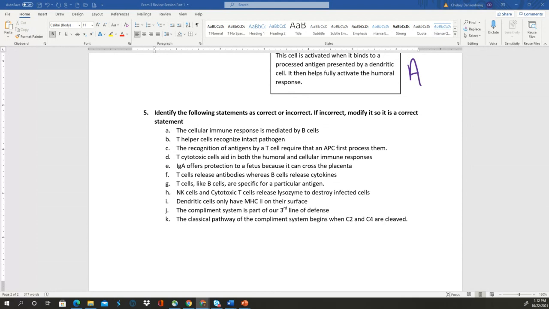With our non-specific response, it can also be called our innate immunity. Innate and non-specific go hand in hand. All right, next up. Natural killer cells and cytotoxic T cells release lysozyme to destroy infected cells.